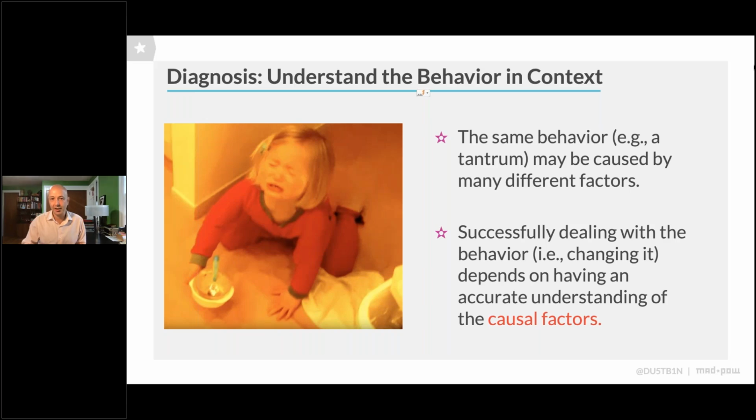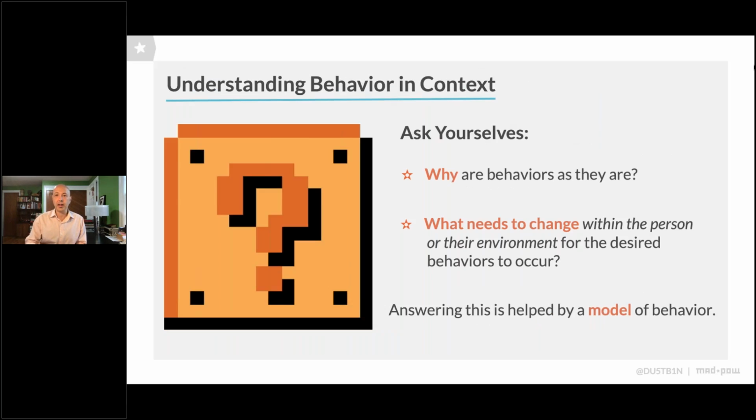And sticking with the child themes, we know that the same behavior, a tantrum, could be caused by many different factors. And again, knowing what underlies the doing or the not doing of a behavior, what the causal factors are, is the way that we can then design the right kinds of interventions. If we are to change this behavior, we really need to know, in this case, is it because they're tired, they're hungry, they don't have the strength to lift the bowl, and so on. And doing that makes a difference in whether or not we're effective.